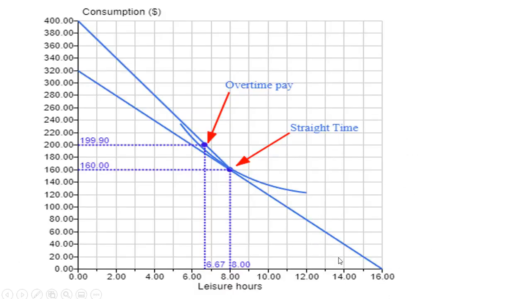In terms of a graph, with straight time pay, the worker maximized utility with 8 hours of leisure and 8 hours of work. And here I have an indifference curve tangent at that point. With overtime pay, the worker is going to move to this point up here with 6.67 hours of leisure, or 9.33 hours of work, and able to afford $199.9 of consumption goods. There would be an indifference curve tangent at that point, but I didn't want to get this diagram too cluttered, so I didn't draw it. But again, at this point here with overtime pay, the consumer gets on a higher indifference curve, utility goes up.